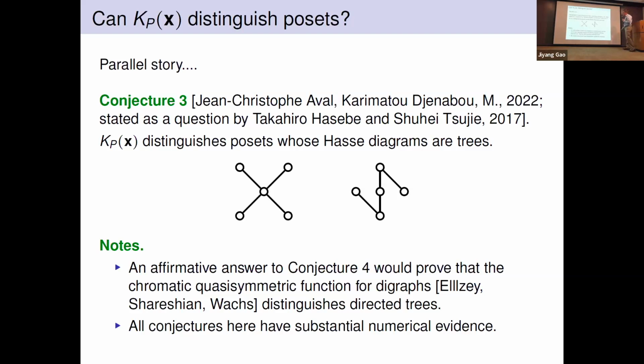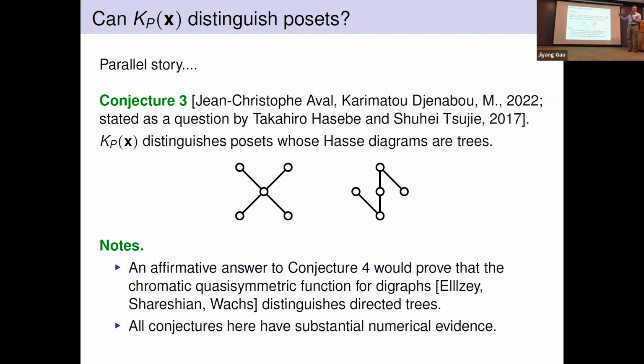An interesting comment, this should say conjecture 3. So if you affirmatively answer this conjecture, then you've also shown that the chromatic quasi-symmetric functions of Shareshian and Wachs would also distinguish trees.